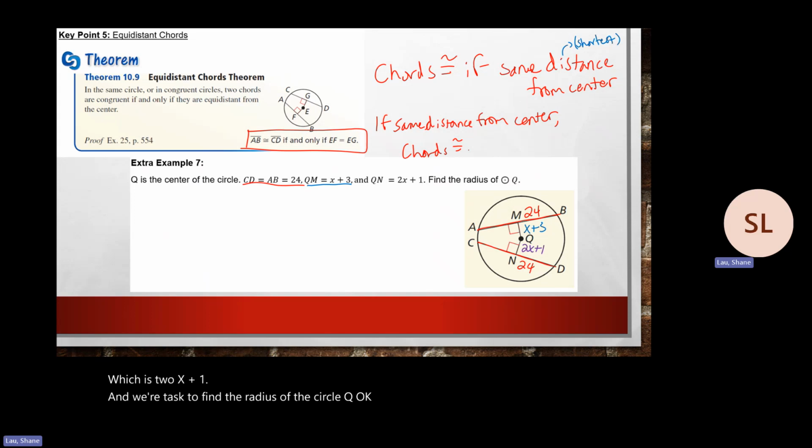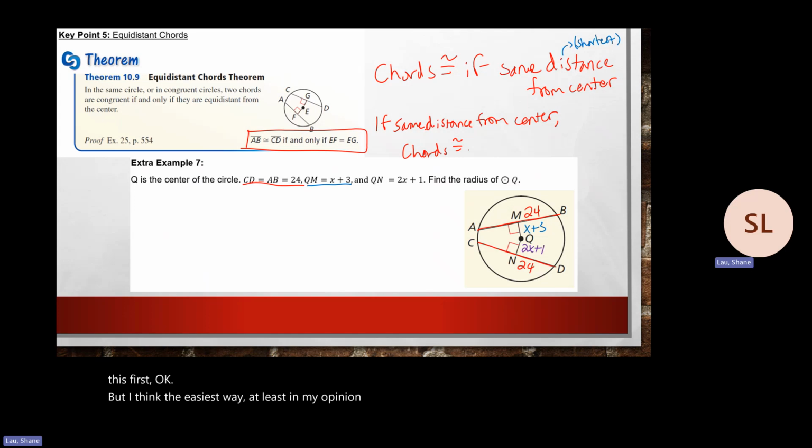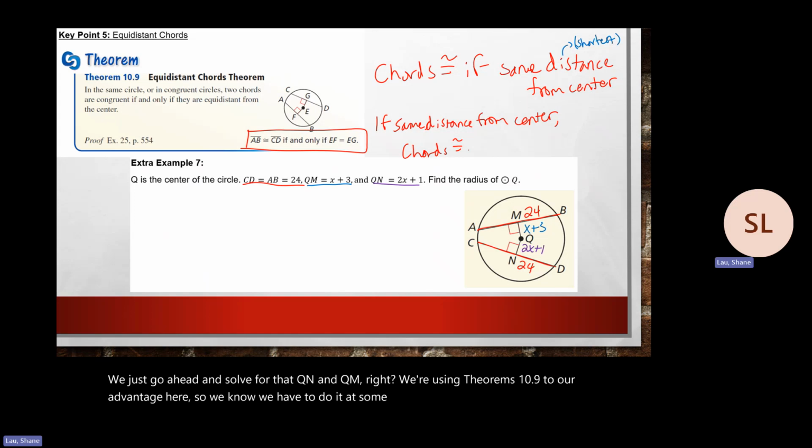There's a couple ways you can go about this. But I think the easiest way, at least in my opinion, that is going to be helpful here is, well, we just go ahead and solve for that QN and QM, right? We're using theorem 10.9 to our advantage here, so we know we have to do it at some point. So let's go ahead and do it.